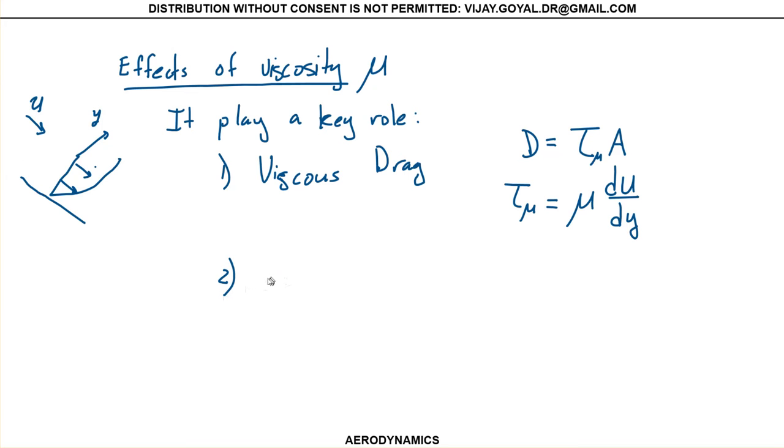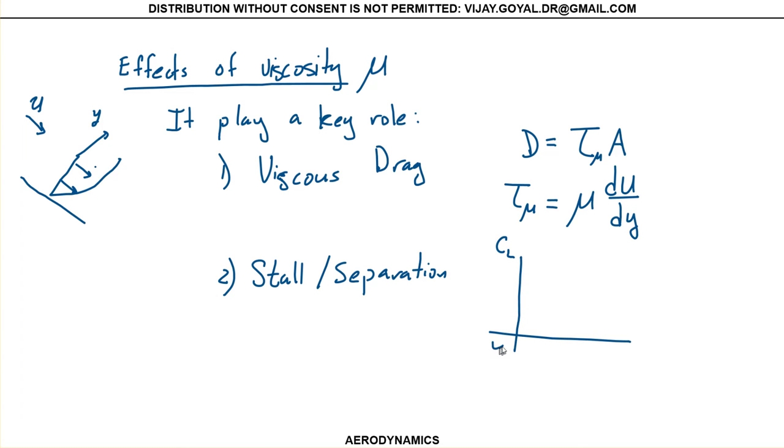Also, it is responsible for keeping everything in check between stall and separation. Remember what I told you last time: if there's absolutely no contact of the fluid, then it's very dangerous, then we're going to have separation. So what we are talking about is, let's say, your lift versus angle of attack. This is what your plot looks like. And what I am saying is that on this side, there is contact.